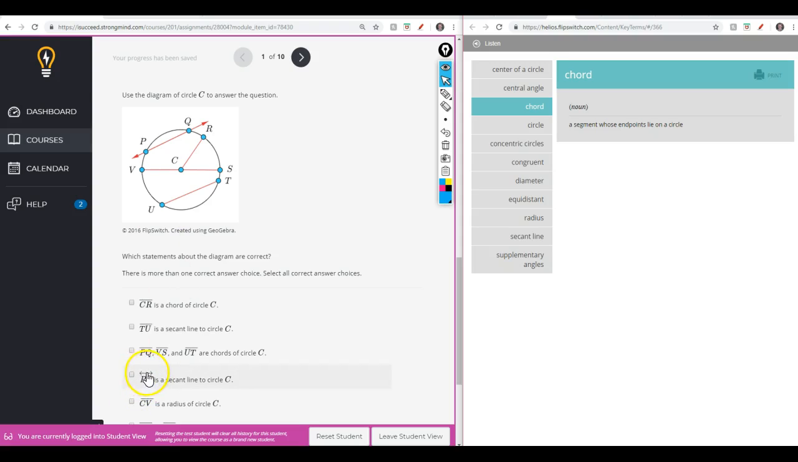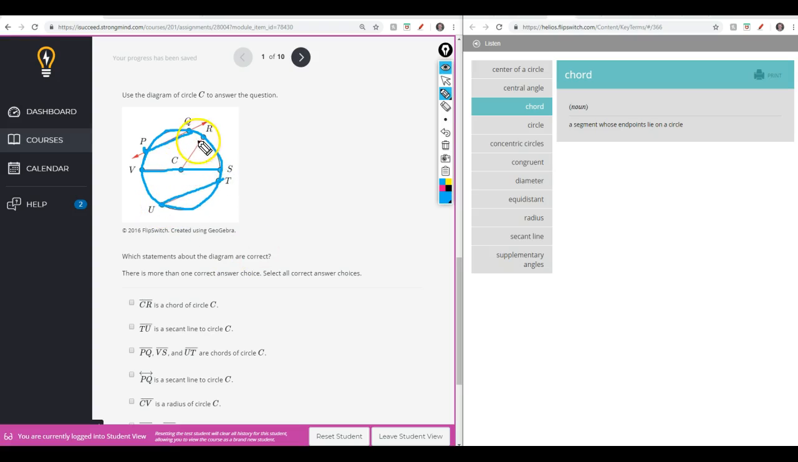So notice this has a line that says line PQ is a secant line to circle C. That could be true. Notice here though that it says segment PQ because there's not arrows on that. So segment PQ, yes, because the endpoints are on the circle. So any point that I intersect when I go around the edge of that circle could be a chord. So P to Q, V to S, and U to T.